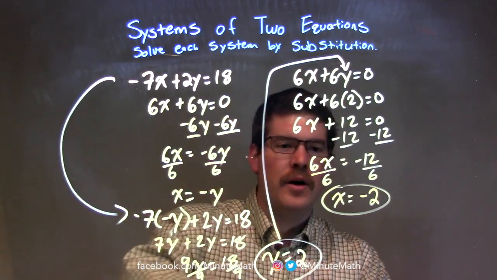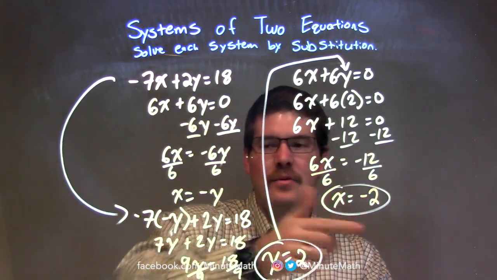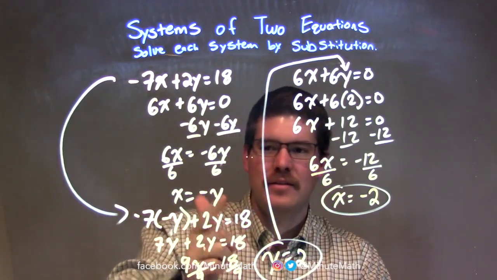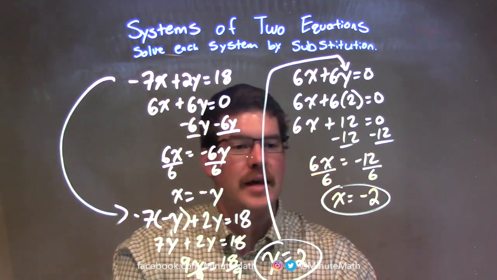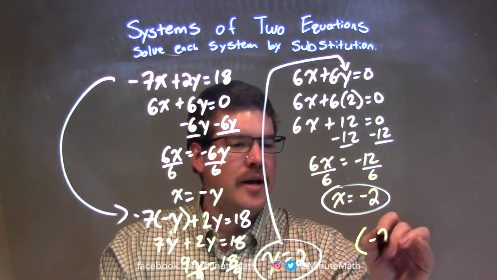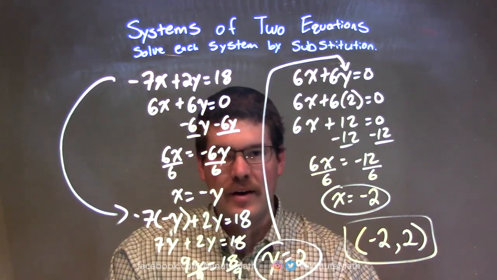X is equal to a negative y. If y is 2, the negative's out front, equals a negative 2. Either way, our coordinate point is negative 2, comma, positive 2. When we combine them together, and that is our final answer.